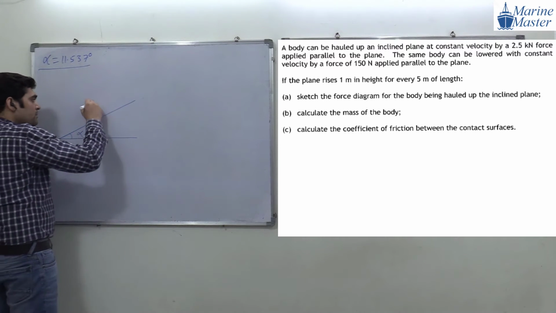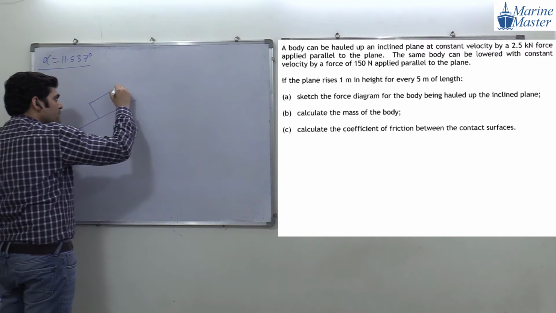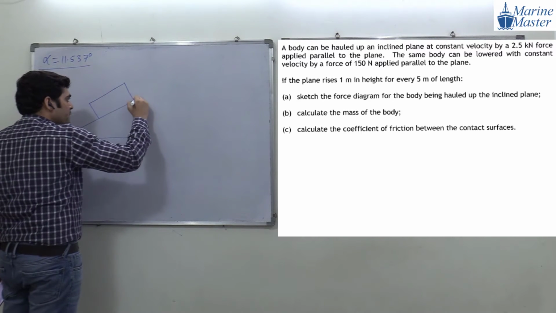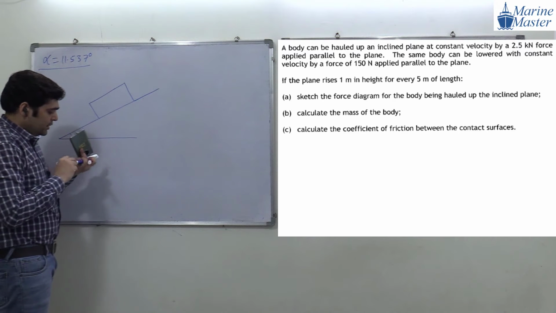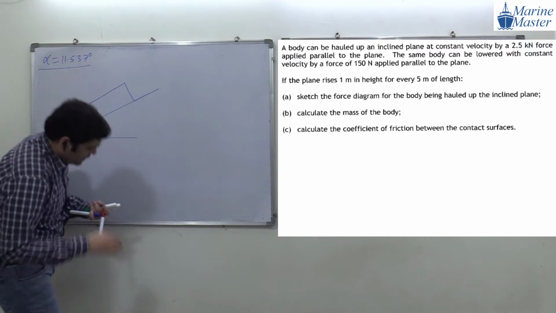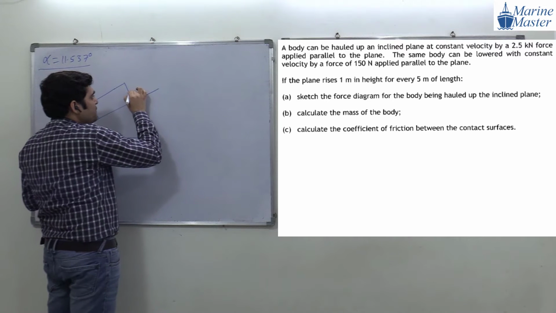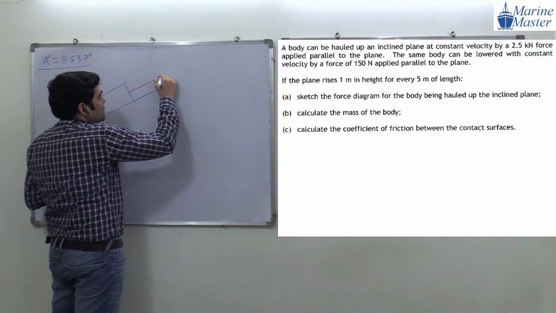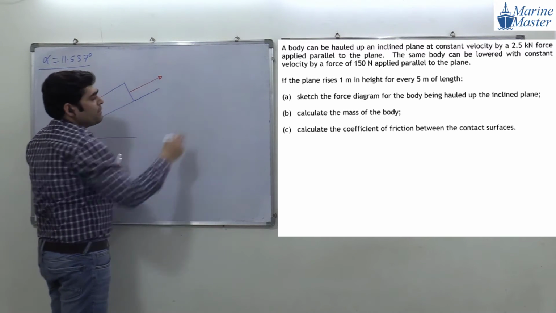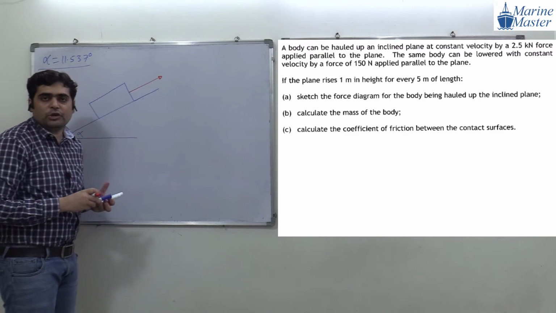This is our alpha, this is our body. See the point here, everyone? Don't write anything, don't draw anything. So, we have a force which is parallel to the plane. How much is the value of this force, guys?